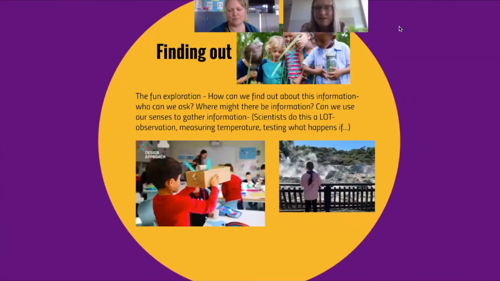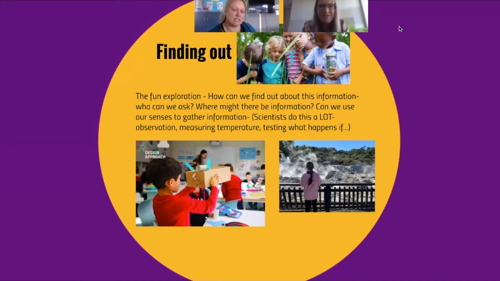So this is the phase where we are throwing lots of amazing fun stuff at them that they can find out and explore and do. As scientists, we would use all of our senses, so it's not just one way, it's using everything and being real scientists. And they love that when we call them little scientists, so that's always fun. So we're using a range of resources as well.